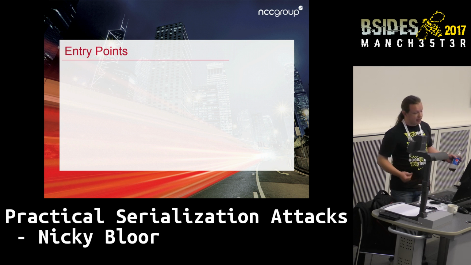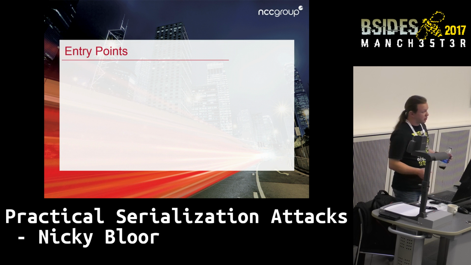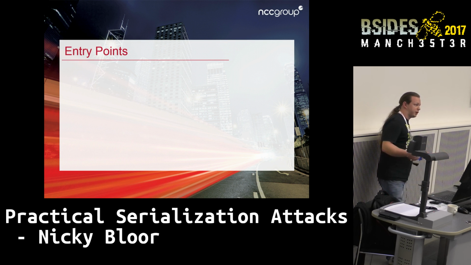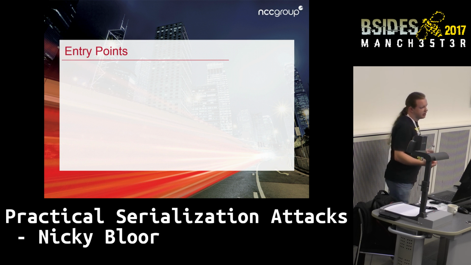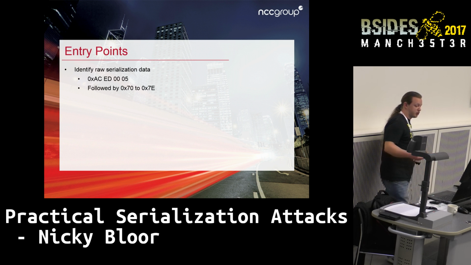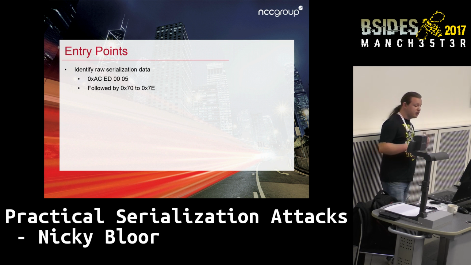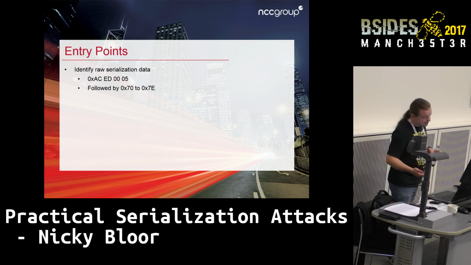So the entry point could be any part of the application that deserializes data. If we have access to source code, then we can look for things like ObjectInputStream.readObject. We can look for serializable classes with readObject methods and look at what code is in those methods or around that code. If we're looking at the application from a black box perspective, then we can look for the serialization header. So the bytes are ACED0005, followed by a byte in the range hex 70 to 7E.